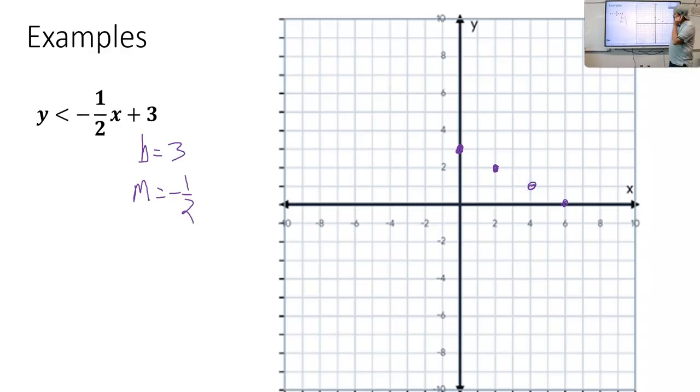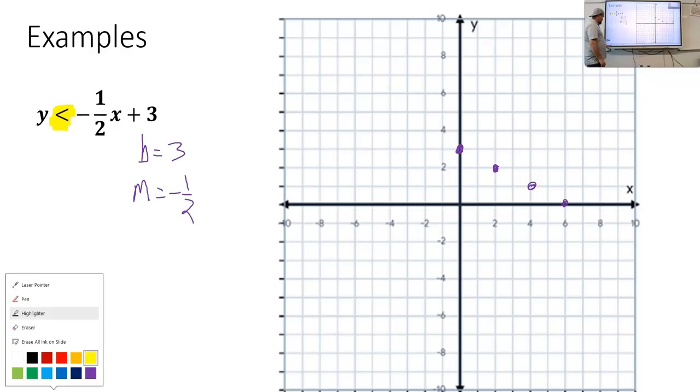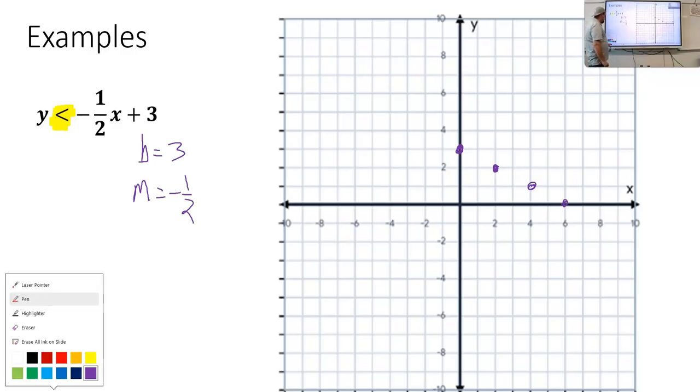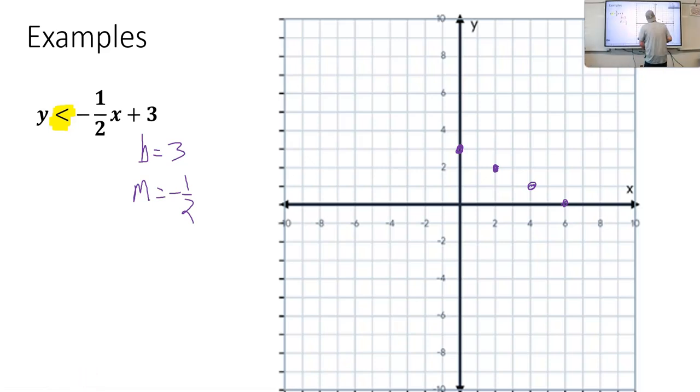Okay, now is it a dashed line or is it a solid line? Well, I'm going to look at this right here. Here it just says less than. It doesn't say less than or equal to. That means I am going to have a dashed line. So if I come back to my line, instead of doing one solid line, I'm just going to do some dashes as I go through this point, like that.